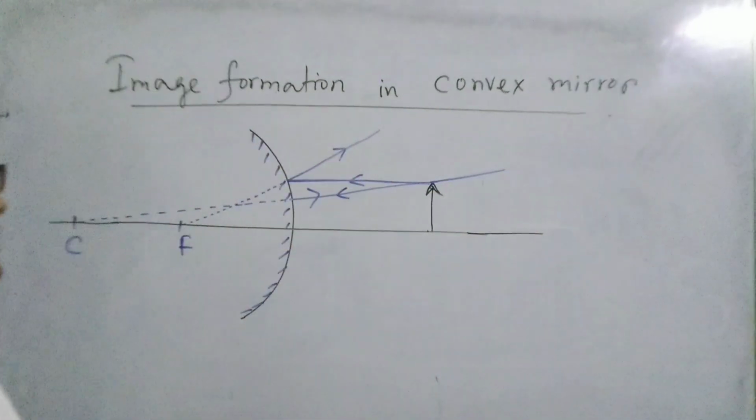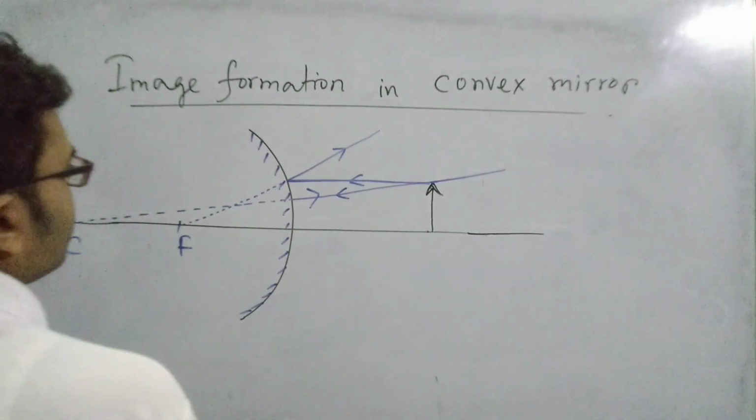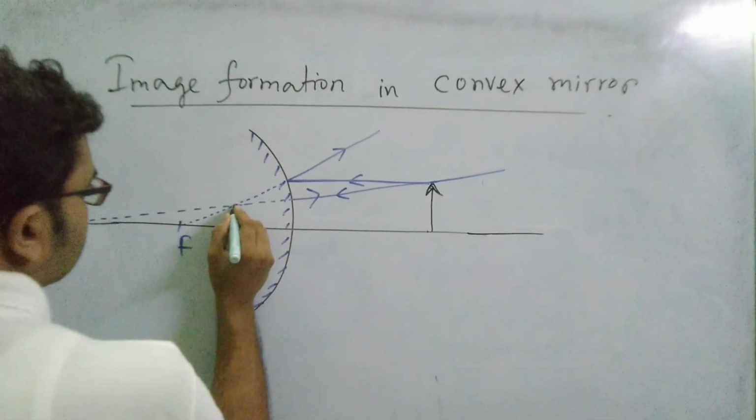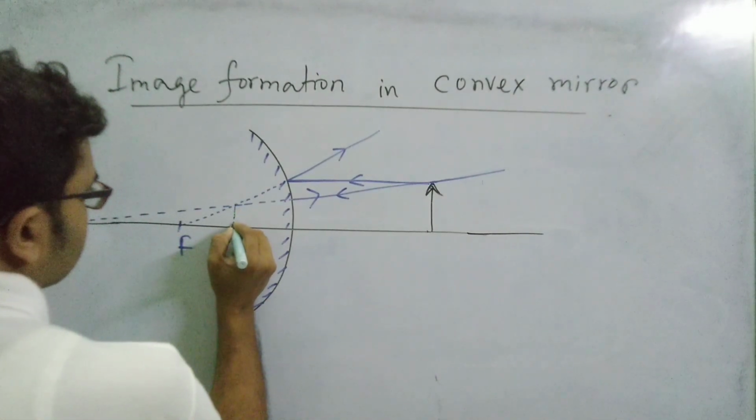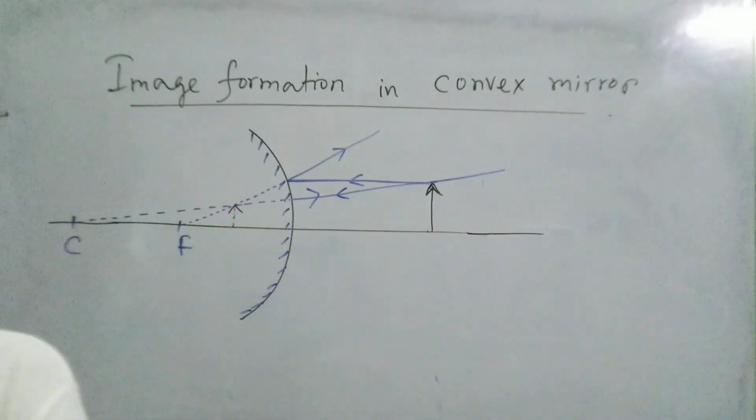Now you see the dotted lines meet at a certain point, and this point is the image. As it's a virtual image, we are not drawing it with a solid line; rather, we are drawing it with dotted lines to indicate that it is a virtual image.